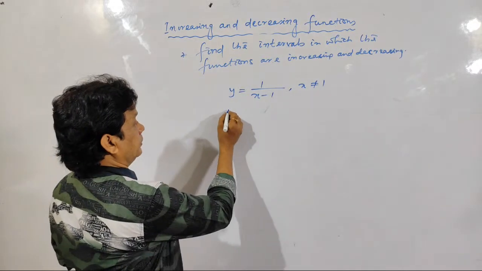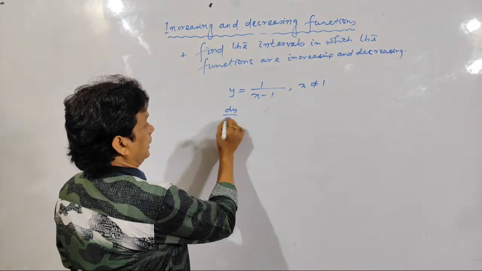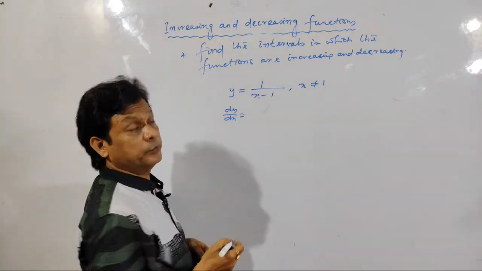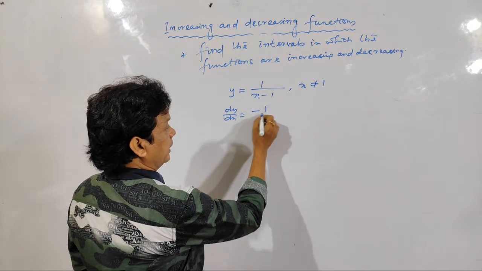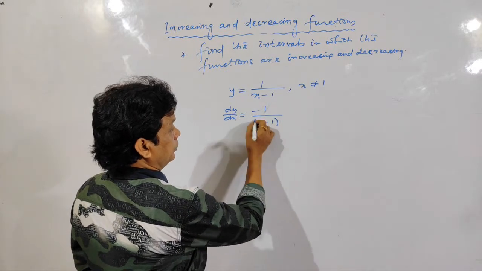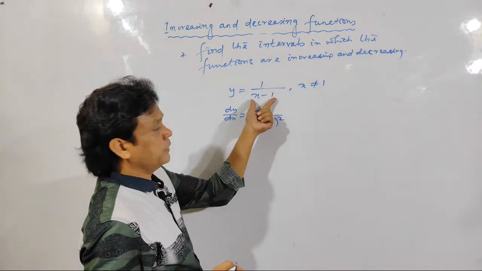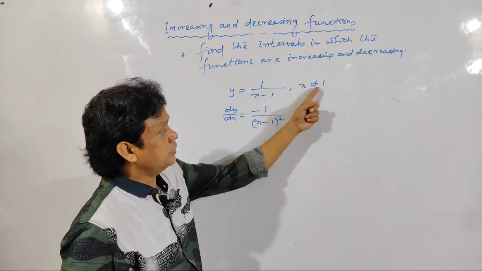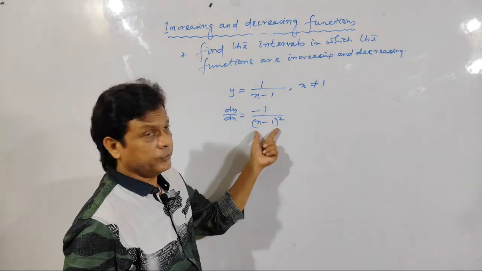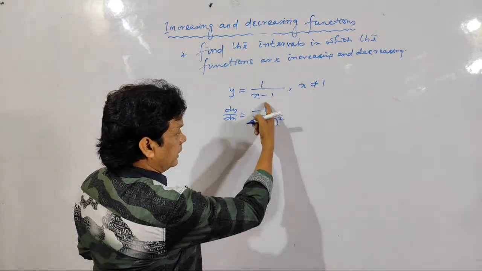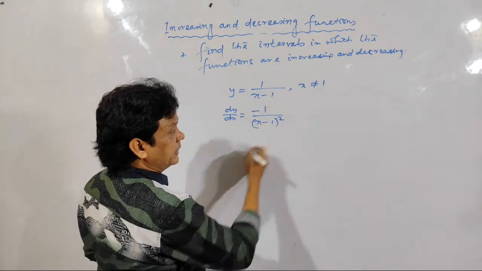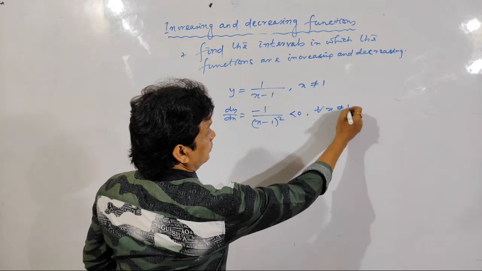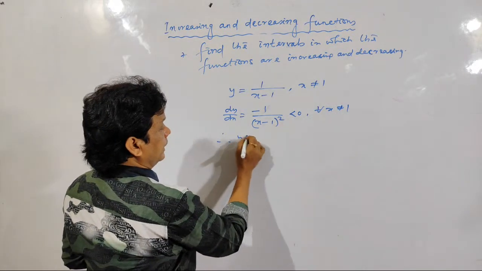See here, dy by dx is 1 by u, the derivative of 1 by u is minus 1 by u square into dy by dx, minus 1 by u square into the derivative of x minus 1, which is 1. See here, x is unequal to 1 and the square of something is non-negative, so this quantity is non-negative, and in the numerator there is a negative sign, so it is less than 0 for all x unequal to 1. So therefore y is decreasing.